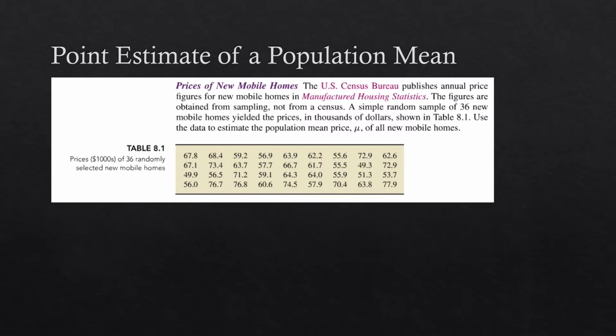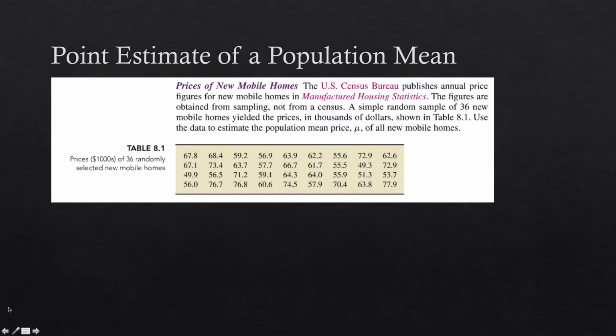So, look at this table, table 8.1. The U.S. Census Bureau publishes annual price figures for new mobile homes and manufactured housing statistics. The figures are obtained from sampling, not from a census. A simple random sample of 36 new mobile homes yielded the prices in thousands of dollars shown in this table below. Use the data to estimate the population mean.